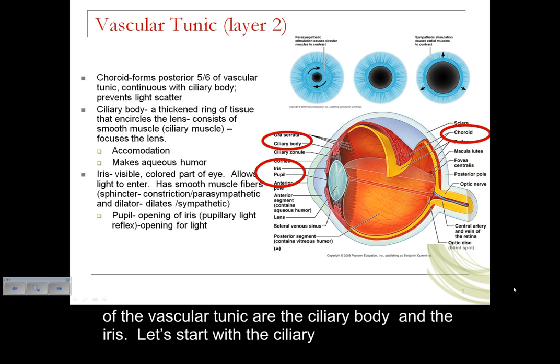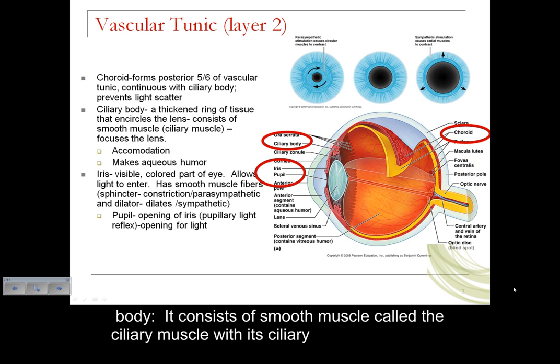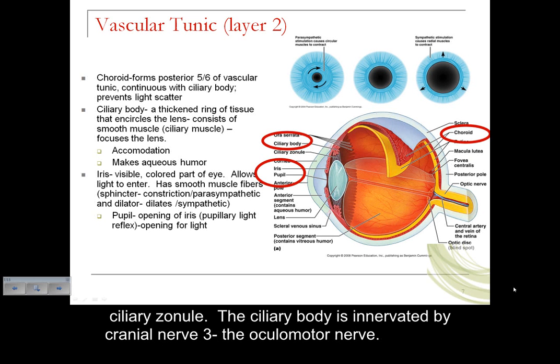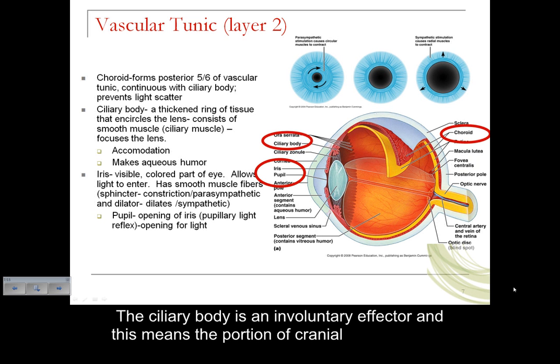The next two layers of the vascular tunic are the ciliary body and the iris. Let's start with the ciliary body. It consists of smooth muscle called the ciliary muscle with its ciliary processes that have suspensory ligaments that anchor to the lens, creating the ciliary zonule. The ciliary body is innervated by cranial nerve 3, the oculomotor nerve.